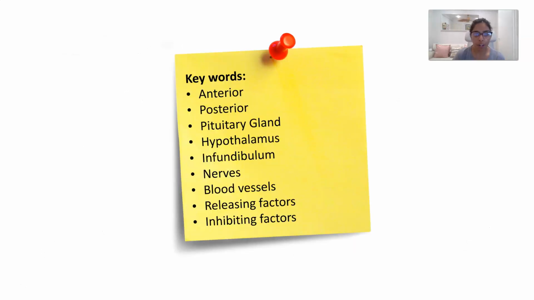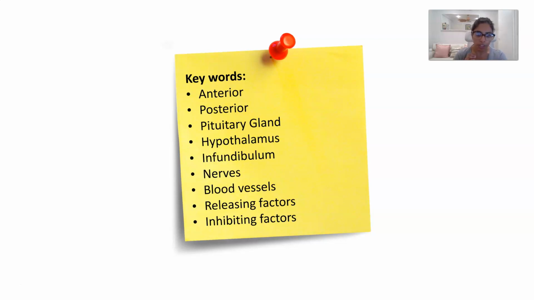These are the key words that are associated with this lesson. Again, it's important that you are able to use these words appropriately when you're writing out exam questions. The word anterior is the correct anatomical word for the front. Posterior is anatomical for the back or behind.